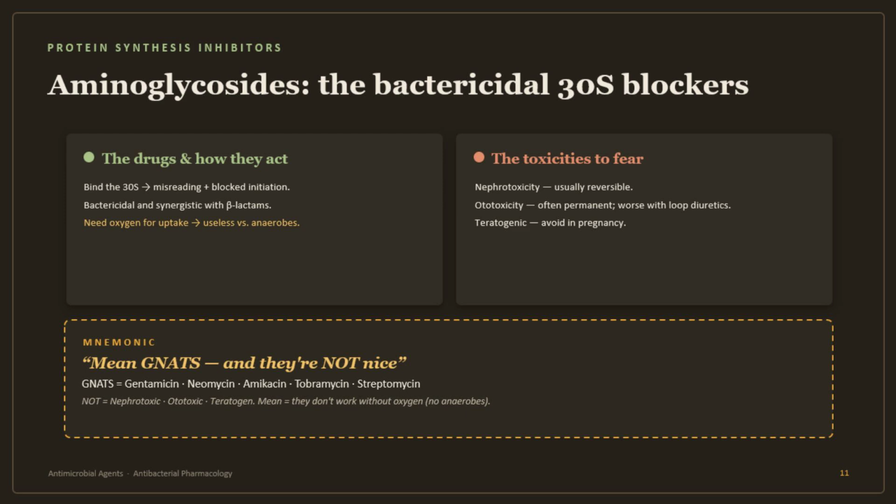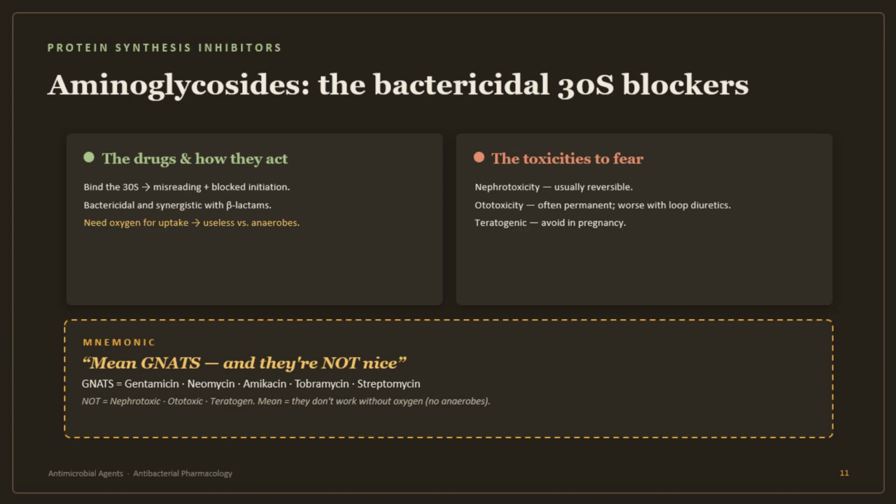Ototoxicity, which is often permanent and gets worse when combined with loop diuretics. And they're teratogenic, so avoid them in pregnancy. The mnemonic ties it all together beautifully: mean GNATS, and they're not nice.